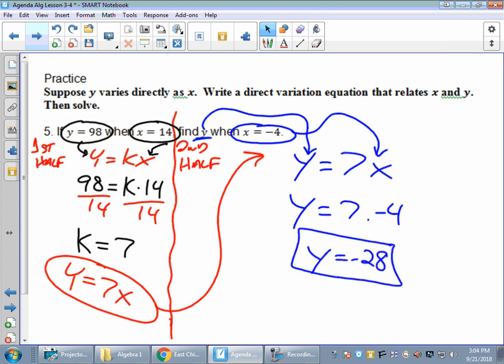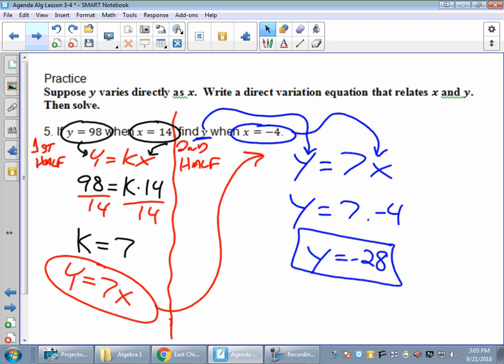Okay, so if you had to back that up and rewatch that, I know there's a couple different things that happen there, but we've got our first half and our second half. And we'll do another example to kind of show you how that works. It's just first part, getting the y equals kx, solving for k, so then you have a new y equals kx equation, and then you can solve when they give you one of the variables.